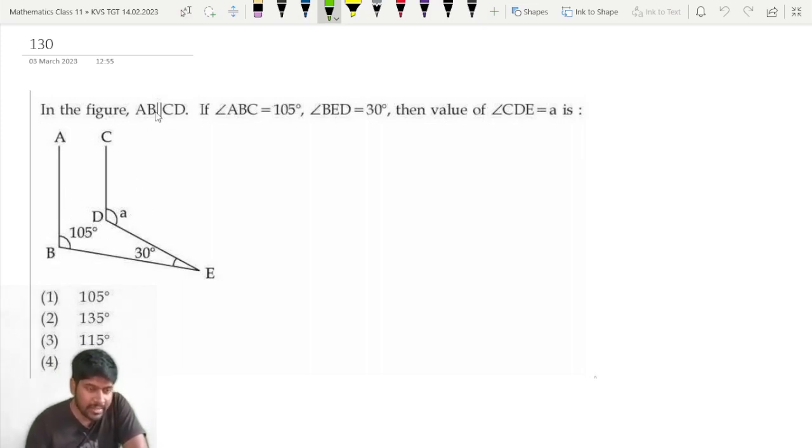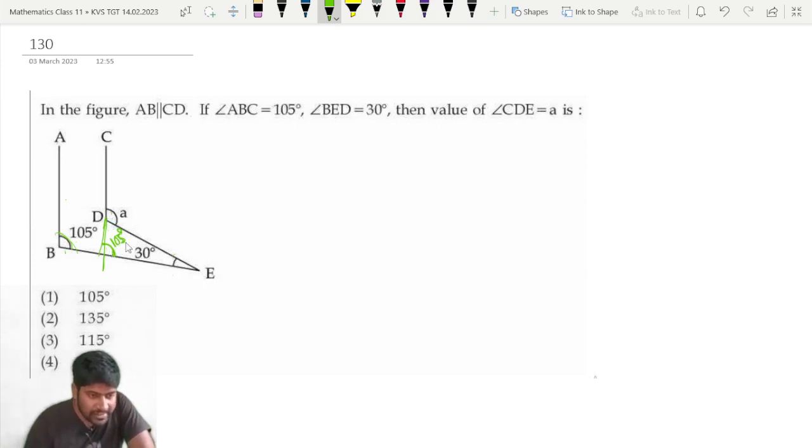See, in the figure they are telling AB is parallel to CD. Okay, AB is parallel to CD and two angles are given. This angle is 105 and this angle is 30 degree only. So just what I will do, I will extend CD. Okay, I will extend it like this. If I extend CD, then this CD is parallel to AB. So this angle B or angle ABE, whatever we are getting, we will get this angle as also 105 degree. Okay, these are corresponding angles, 105 degree.